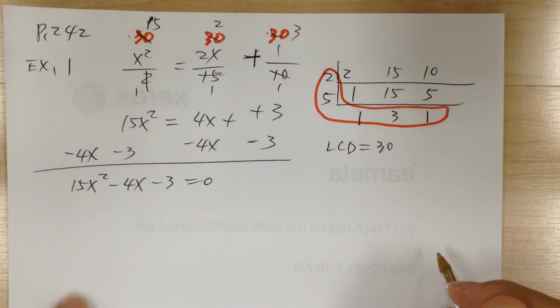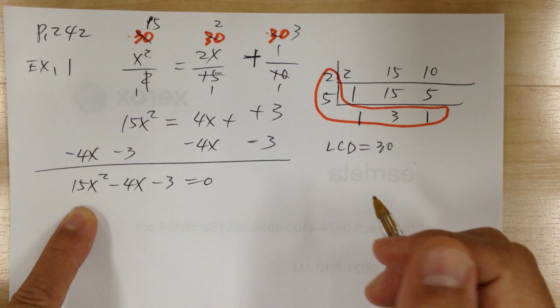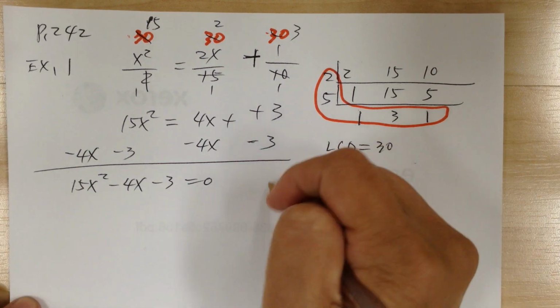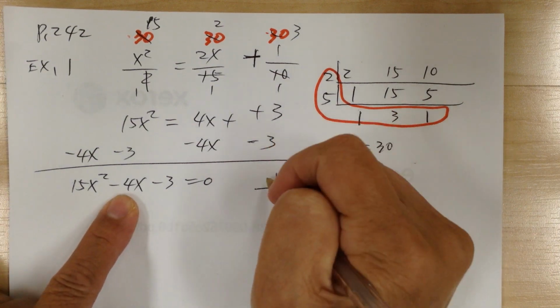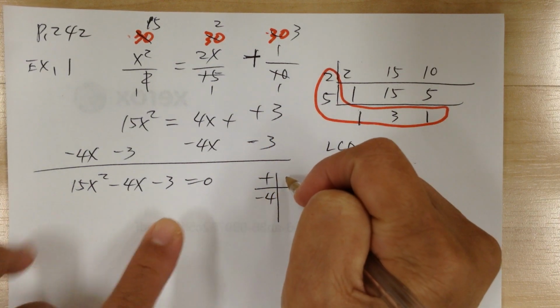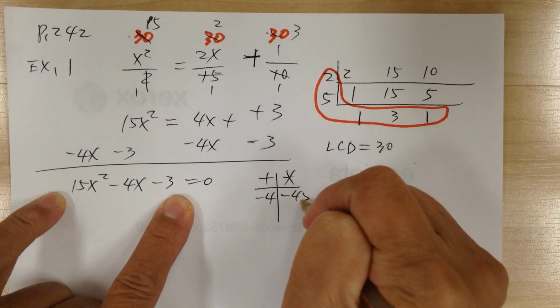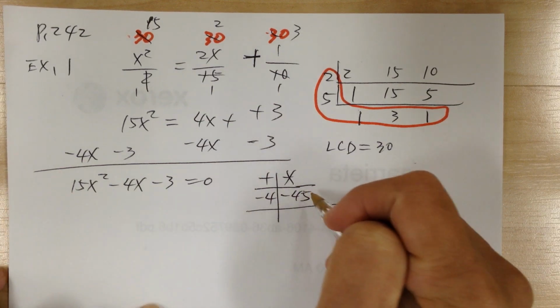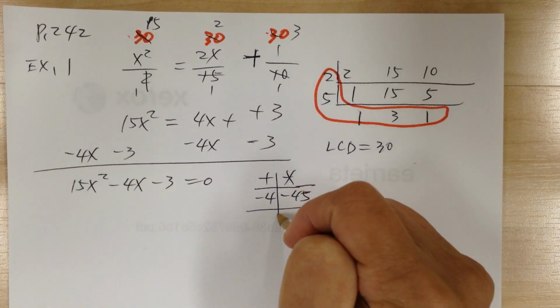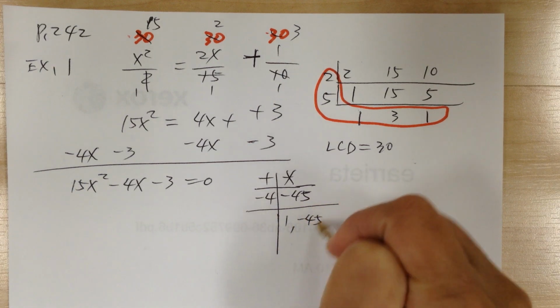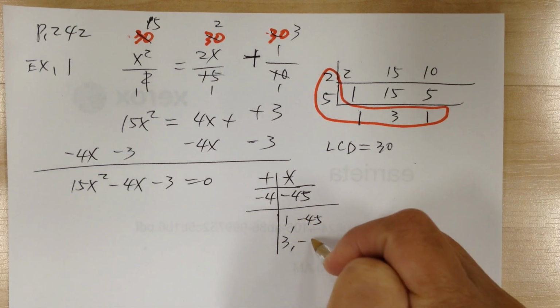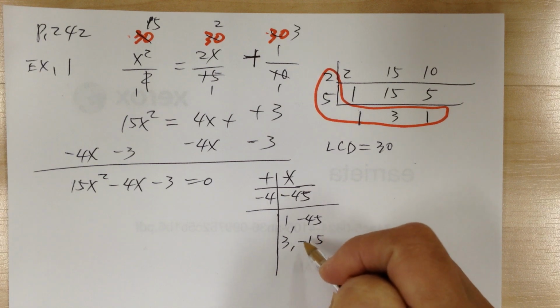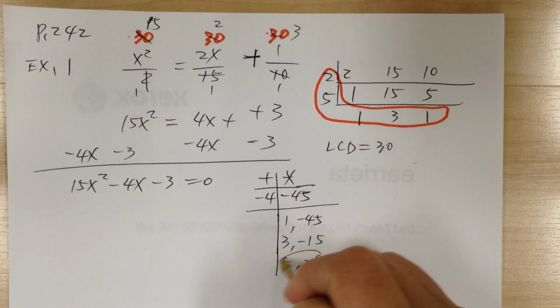Okay, so now do the factoring. Step 1, no good. Step 2, no good. Step 3, no good. So step 4: you need to add to get negative 4 and multiply to get negative 45. So you start with 1 comma negative 45. 2 is no good. 3 comma negative 15. 4 is no good. 5 comma negative 9, and this is it.